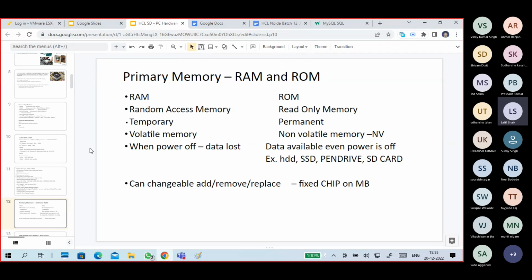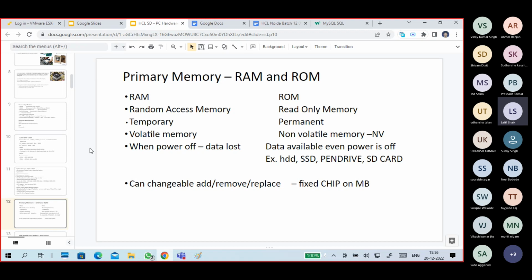Normally, ROM is a non-volatile memory, but other examples of non-volatile memory devices are hard disks, SSDs, pen drives, SD cards. Think of a hard disk: whether your power is on or off, the hard disk contains data. Simple. Guys, RAM is changeable. You can connect RAM, remove it, replace it, or add additional RAM also.